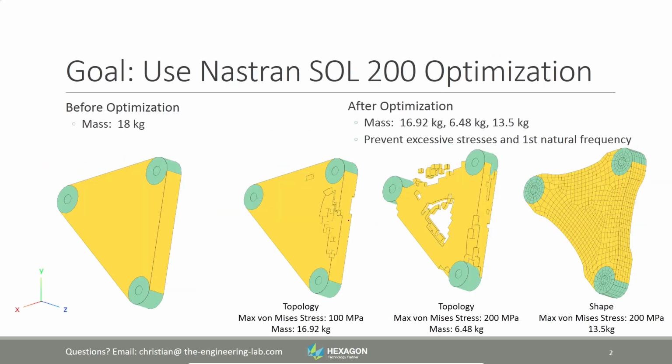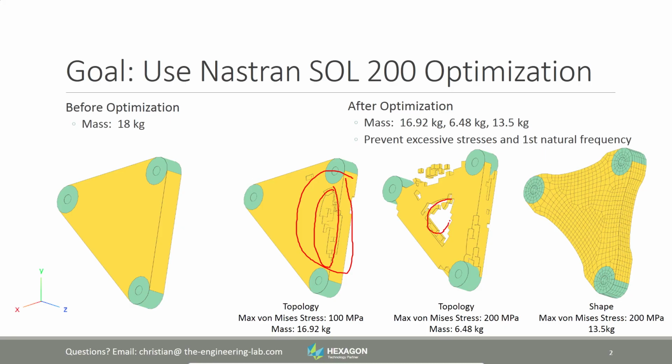Now, you might be asking, why am I using 200 megapascals instead of 100 megapascals? The reason is the following. When I tried 100 megapascals as the upper limit for the von Mises stress, it only removed a small amount of material, as you see here. It's not significant. So I thought, you know what? I want to make a really interesting and exciting tutorial, so I increased the limit.